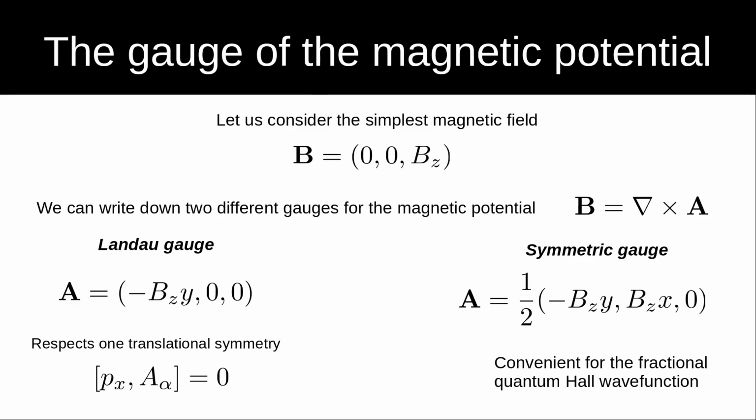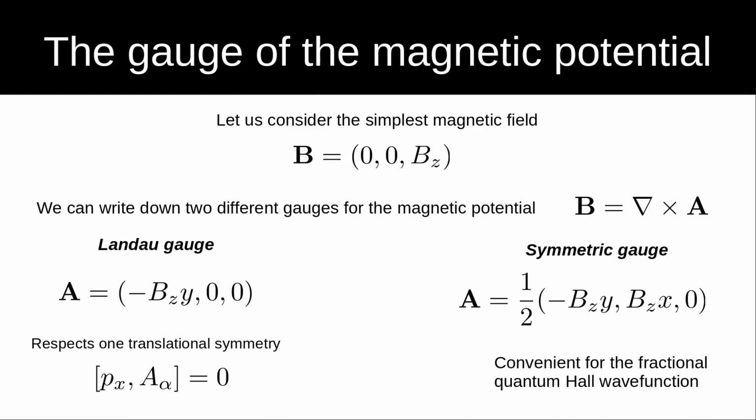The deal of this gauge is that it respects one translational symmetry of the Hamiltonian. So your Hamiltonian no longer commutes with Py because you have a y dependence in the magnetic potential, but it commutes with Px because there's no x dependence in the magnetic potential. This is a very subtle and very important point of the quantum Hall state.